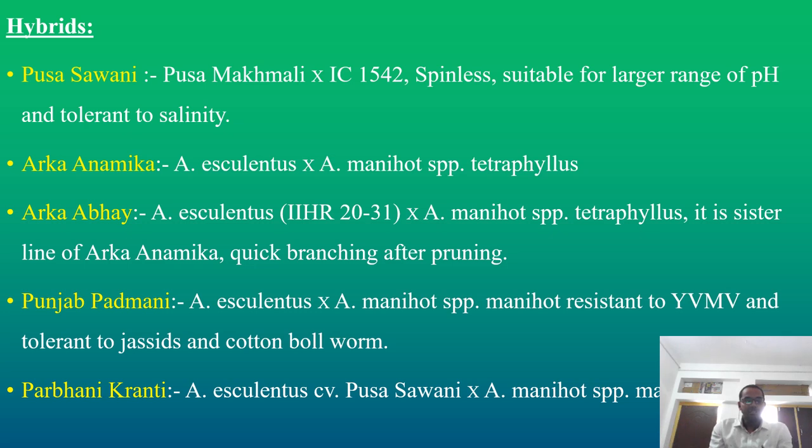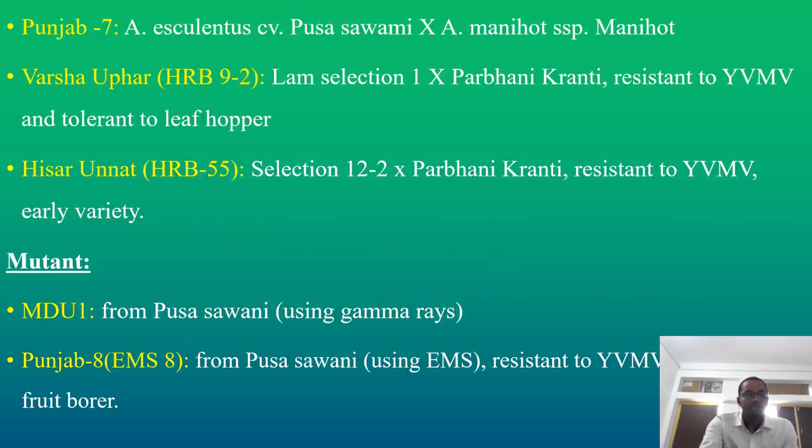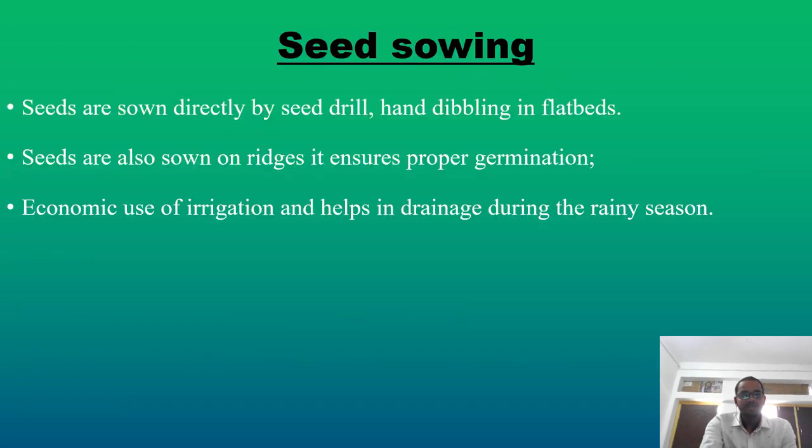And other varieties are Punjab Padmani, which is resistant to YVMB, a serious viral disease. Others are Parbhani Kranti, Punjab 7, Varsha Uphar, and Hisar Unnat. There are also some mutant varieties developed using gamma rays, like MDV1, which is a mutant of Pusa Sawani, and another variety is Punjab 8, which was also developed using mutation treatment of Pusa Sawani, and it is resistant to YVMB disease and fruit and shoot borer pest.